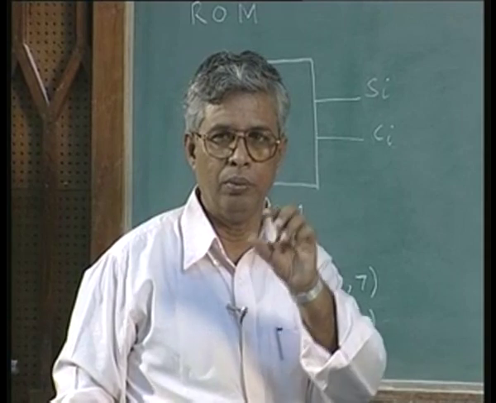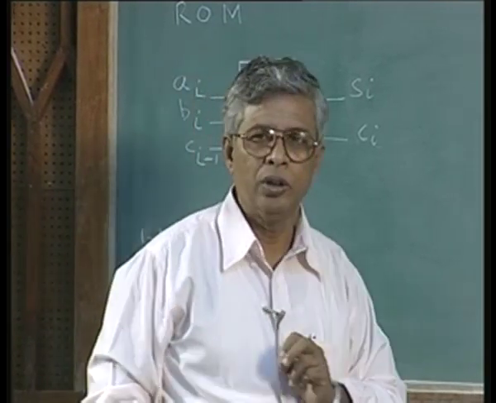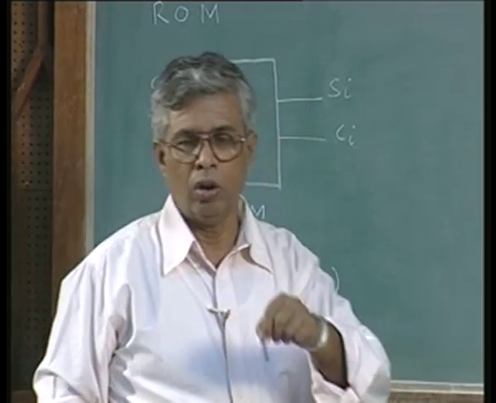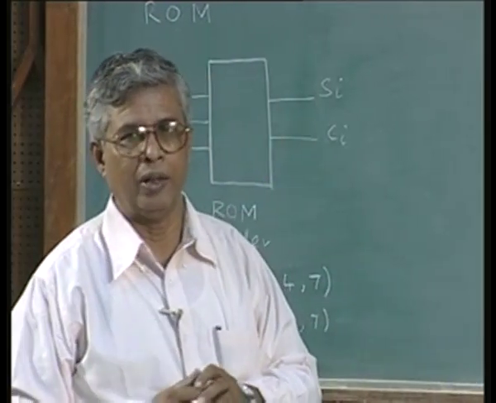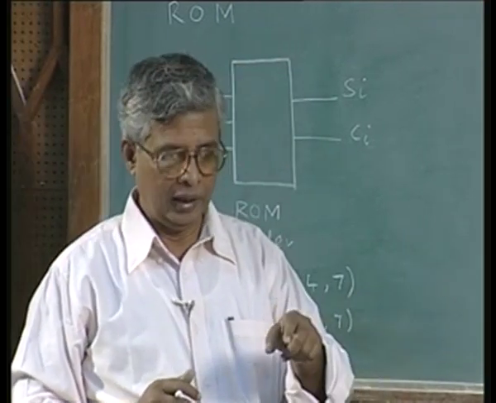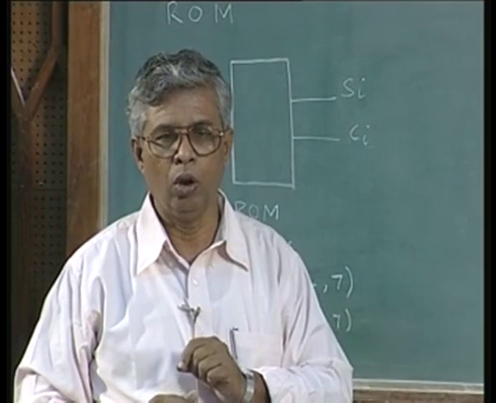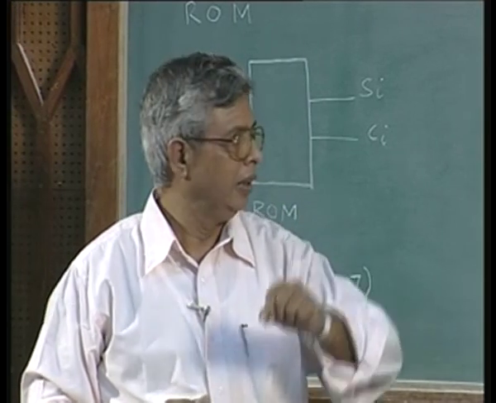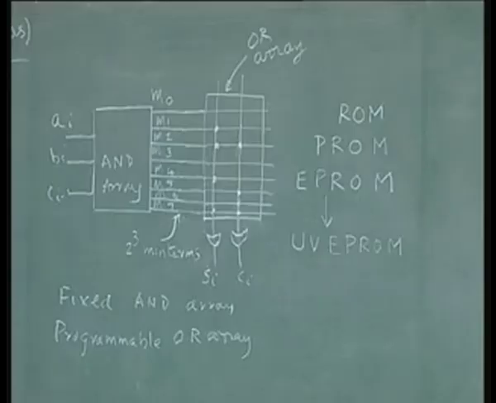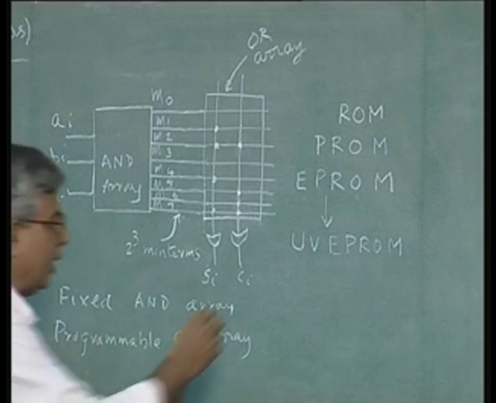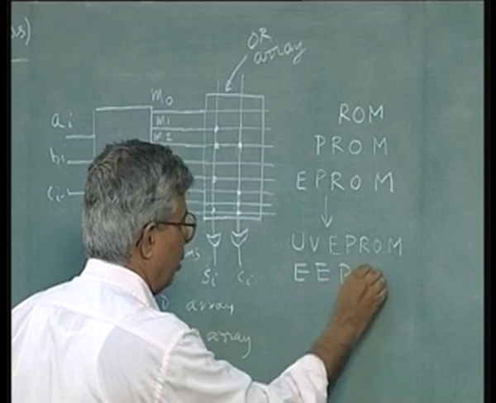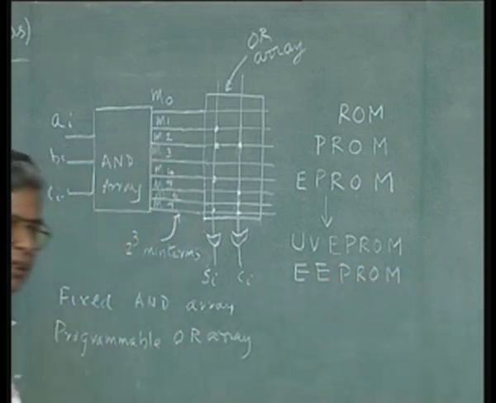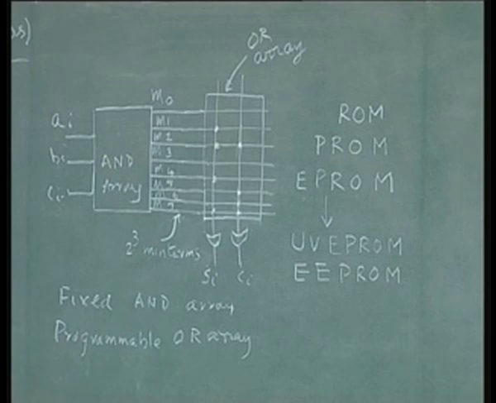You might have seen EPROMs with a window covered with glass. When you try to open a computer or a microprocessor kit in your lab, you will find a window. This window is the window through which you shine the light. That is old technology. Today we can do it electrically. EEPROM, electrically erasable programmable ROM, by applying electric pulses, current pulses, I can erase.